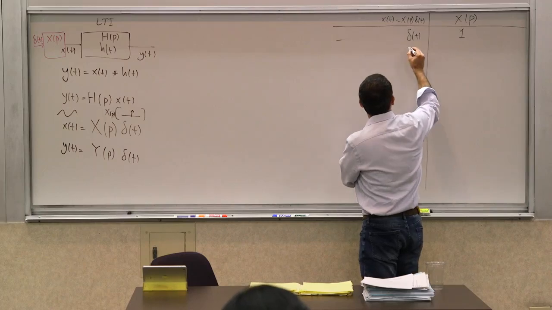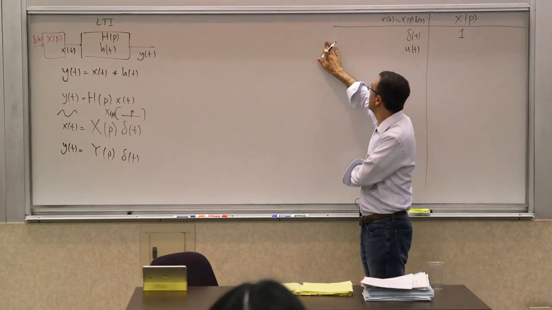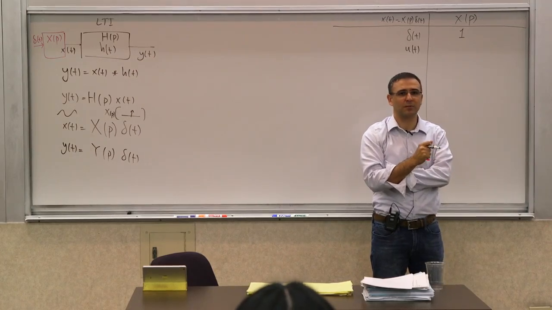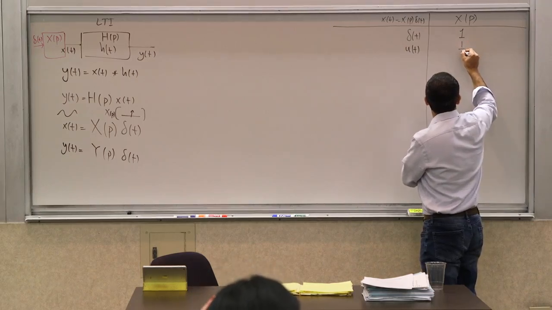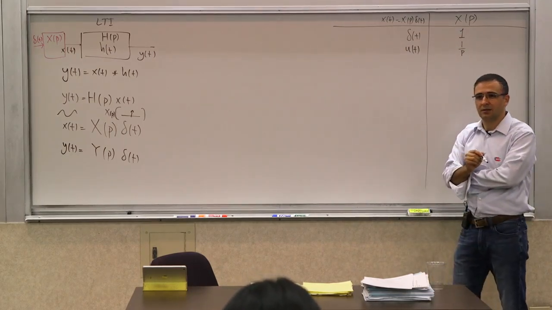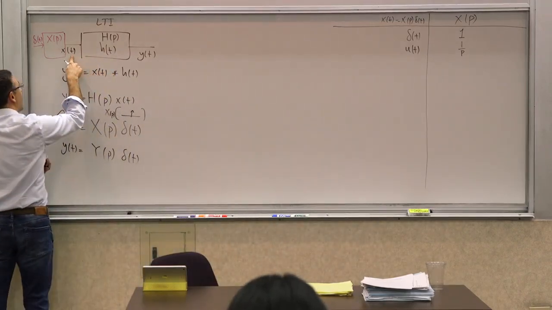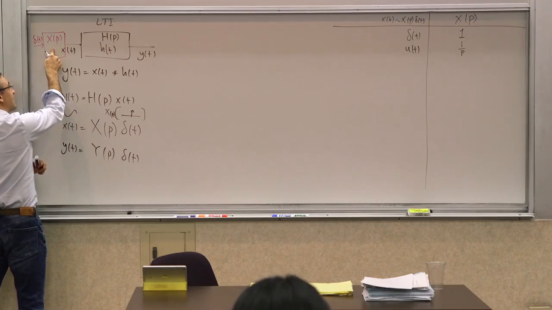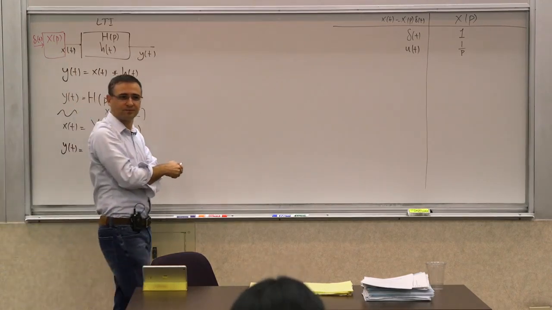So what is the thing that generates u of t, the step? How do you generate a step off of an impulse? 1 over p, ideal integration, right? So if my input were a step, I could say, well, it's really like I have this other system that integrates an impulse and puts it into this system, right?